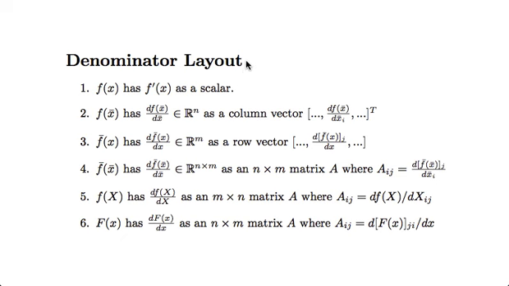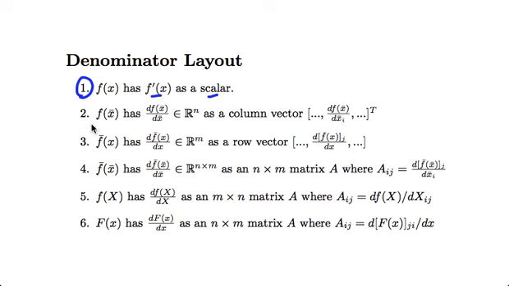So what is the denominator layout? Let me talk about that in a second. The first case we're looking at is extremely trivial, where f of x, where both are scalars, f prime of x is just a scalar. The derivative is just the slope of the tangent at that particular point x, and that's just a number.